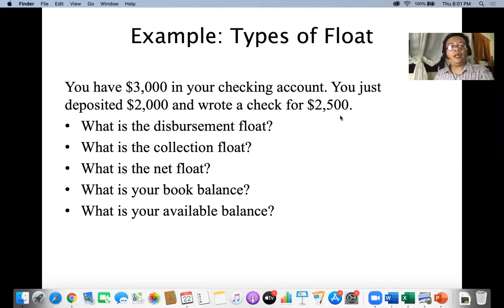All right. How about your book balance? Di ba, meron kang checking account na malamang 3,000 lang yung pera mo sa bangko. Pero sa book balance mo, magkano dapat yung pera mo? For sure, nag-deposit ka, di ba? So magkano na yung pera mo? Alright, so yung pera mo sa bangko ay 3,000 plus 2,000, correct? You have here 5,000.